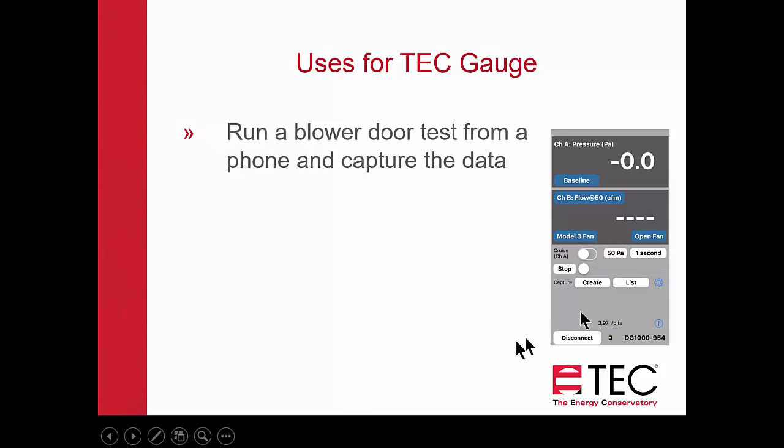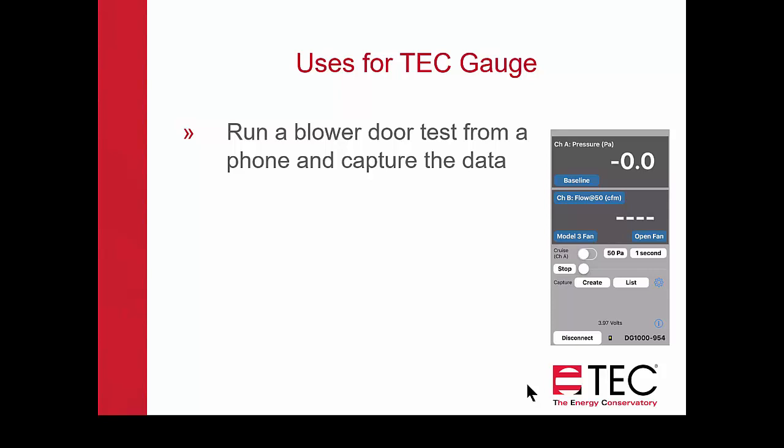So some uses for TEC gauge. As you can see, there's an image of it on the right here, and we have an Android version for tablets and phones, and an iOS Apple version for phones and tablets. If you have a DG700, you'll need a Wi-Fi link, so it can send out a Wi-Fi signal that you can connect to on your phone.